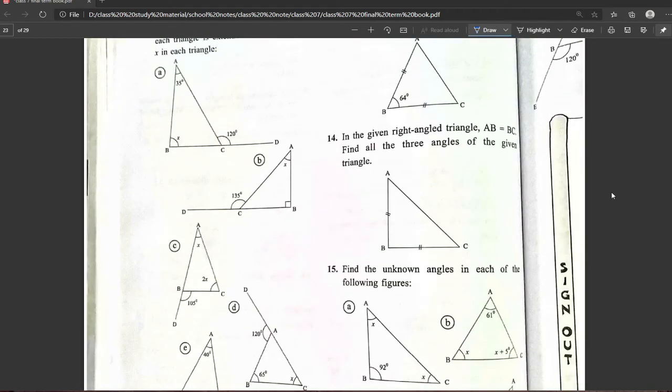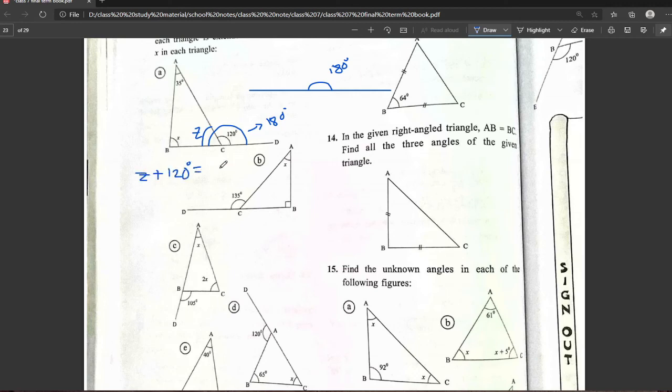Now moving to some special one. This one. Remember I told you at the very beginning that one total line or straight line has 180 degrees, right? So in this case, if you take the total from here to here, it is nothing but 180 degrees. But one part is given as 120. Then what should the other part be? I am taking this as z. Then as you can see, z plus 120 is equal to 180. Then what should be the value of z? 180, if you send that 120 to the other side, minus 120. Then finally you will get 60 degrees. That is the value of z.